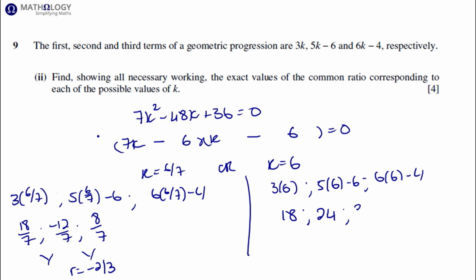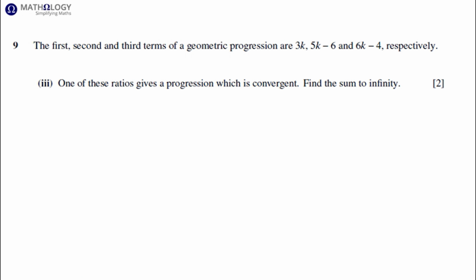One of these ratios gives a progression which is convergent. Find the sum to infinity. Now, for a series to be convergent, the common ratio needs to be between -1 and 1, greater than -1 and less than 1. That's the condition for a series to be convergent.